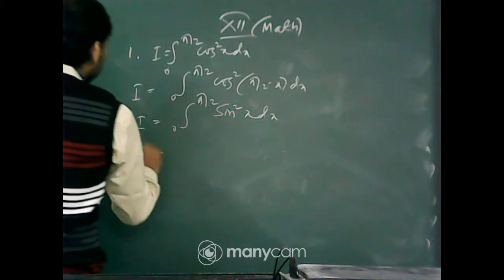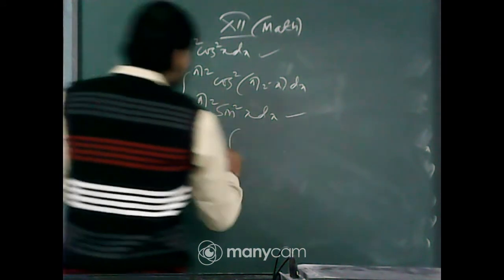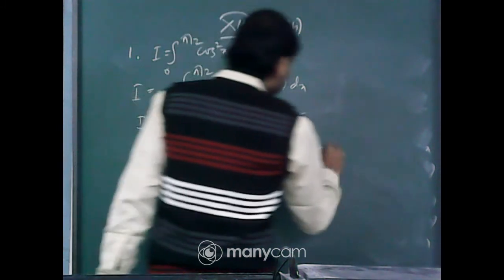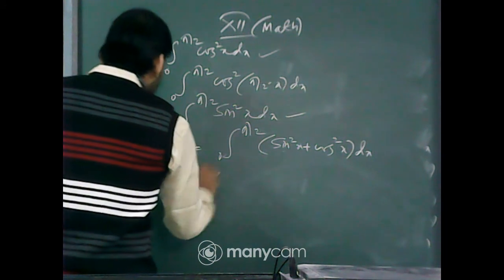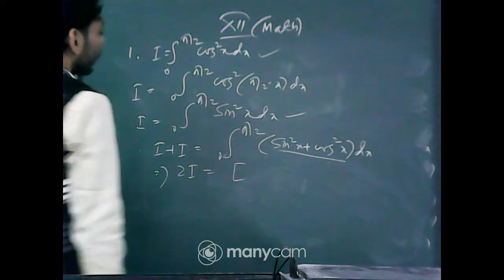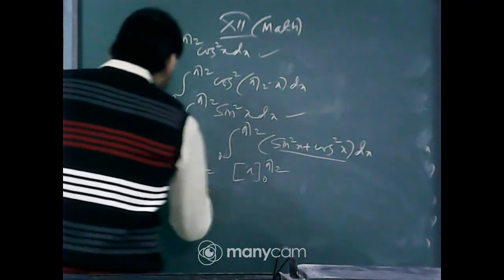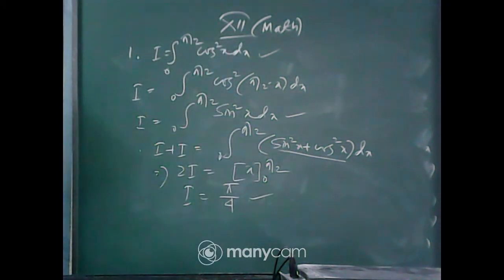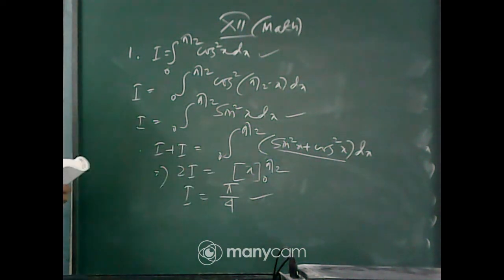Now add the first form and the last form. Okay, so I plus I equals integration 0 to pi by 2, within the bracket sin square x plus cos square x, then dx. That means 2I equals only dx, because this will give you 1. So within the third bracket it will be x, limit 0 to pi by 2. That means I equals simply pi by 4. Okay. Is it done? That is question number 1.